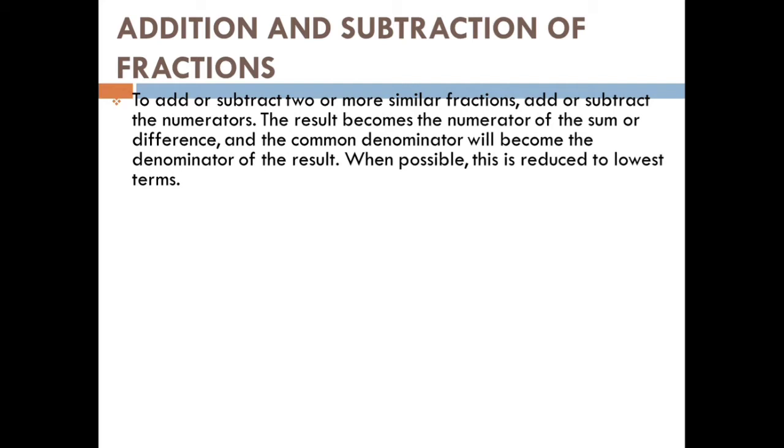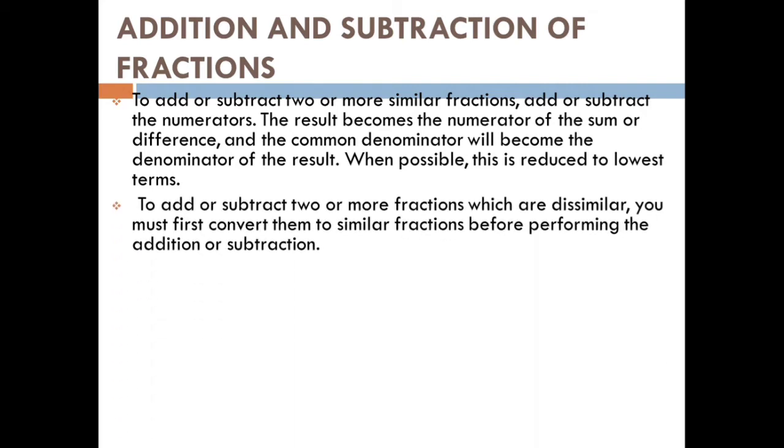No need to add or subtract. Just copy the denominator. When possible, this is reduced to lowest term. So, pag may lowest term, so kailangan po siya i-lowest term. So, to add or subtract two or more fractions which are dissimilar, so ayun po, pag magkaiba naman yung denominator niya, you must first convert them to similar fractions before performing the addition or subtraction. So, dyan na po papasok yung pagkuha ng LCD or LCM.